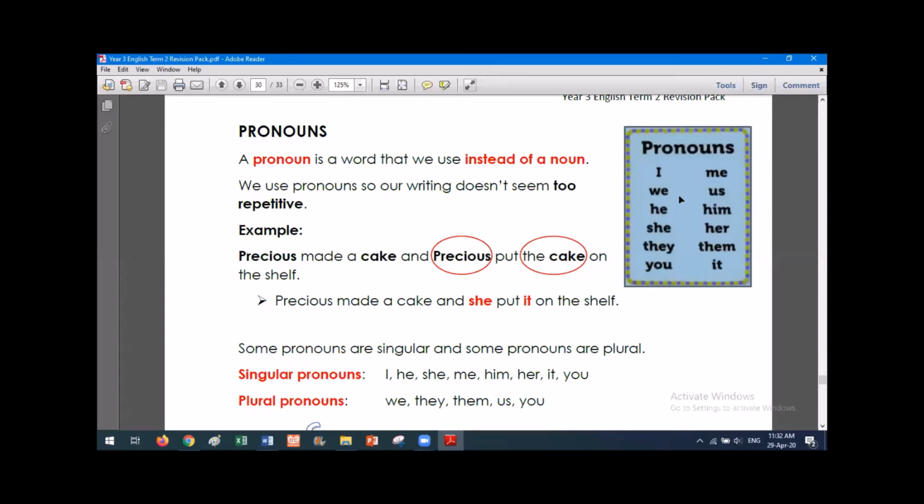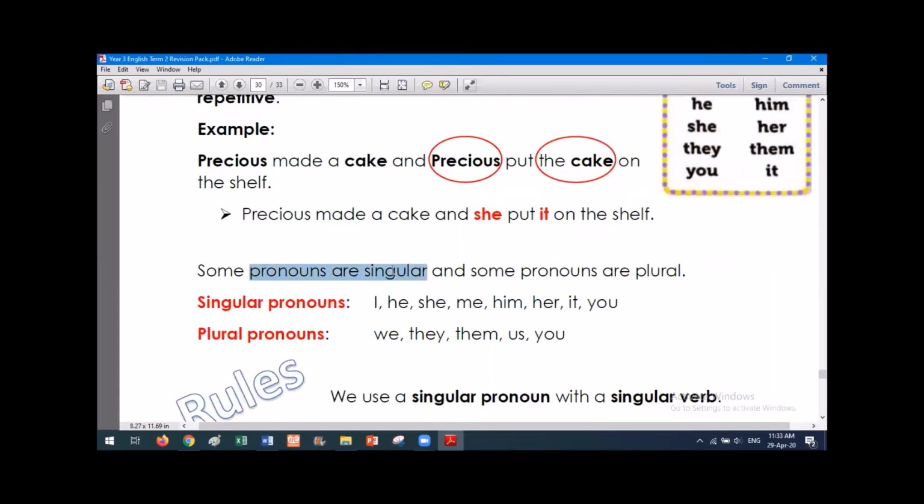So all of these pronouns, I, we, he, she, they, you, me, us, him, her, them, it, we can use all of those when we're wanting to change a sentence that's too repetitive. Some pronouns are singular and some are plural. Singular ones from this group: I, he, she, me, him, her, it, you. So this is one thing or one person. And then when we're doing multiple things or multiple people: we, they, them, us, you.